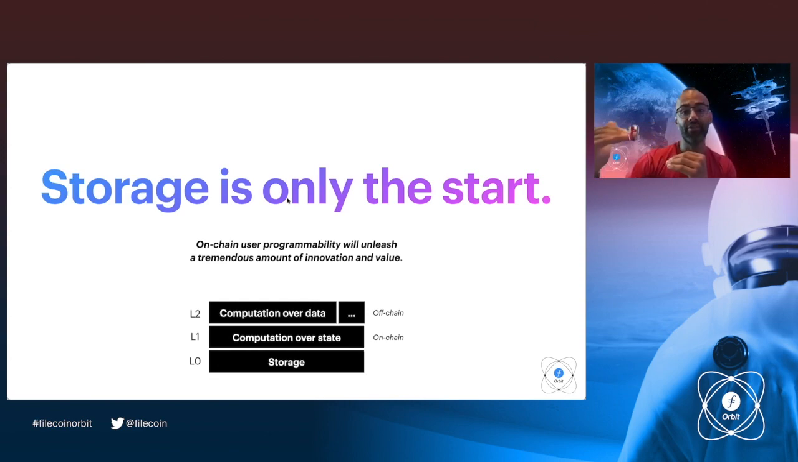Once you have layer 0, which is storage, and you have layer 1, which is computation over state, so this is on-chain computation, there are many new downstream use cases that can emerge either on-chain or also off-chain. Those off-chain use cases are what we call layer 2 use cases. And those are things like computation over data. I'm going to go into more detail in the next slides.